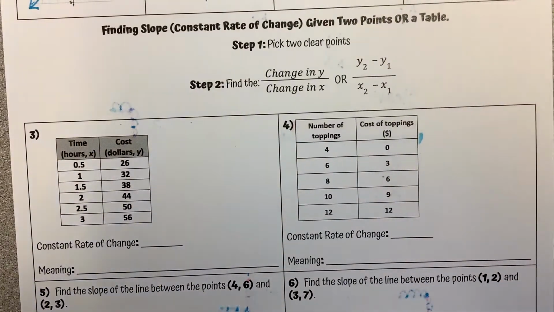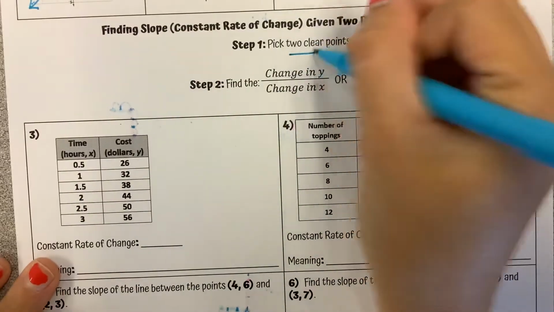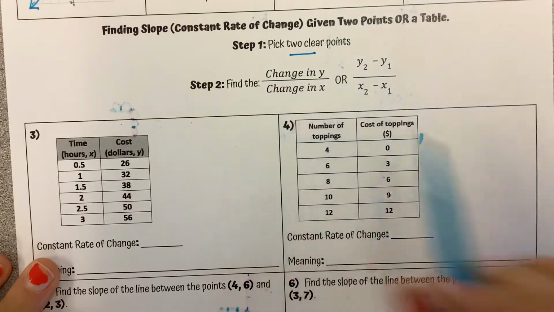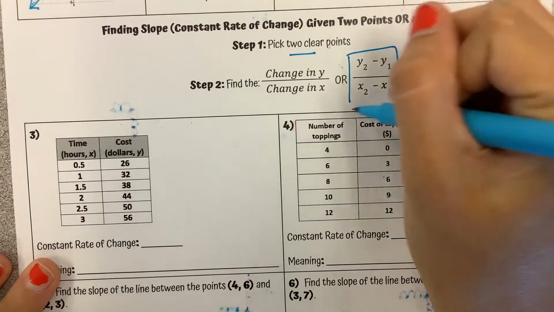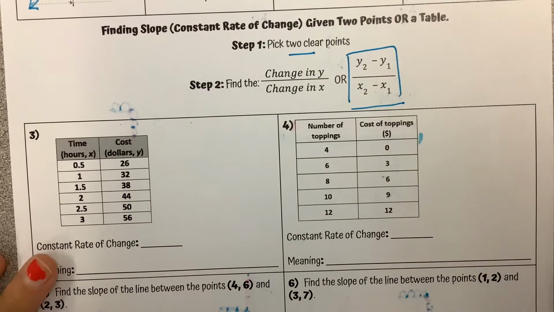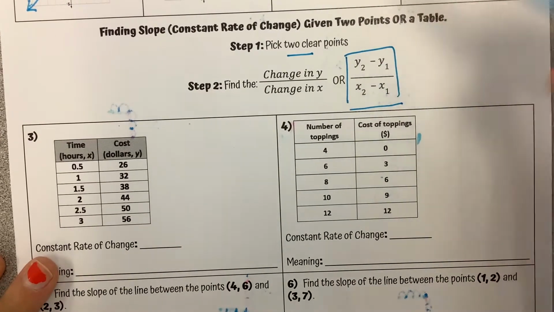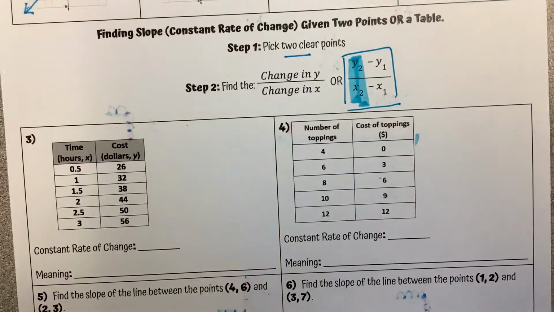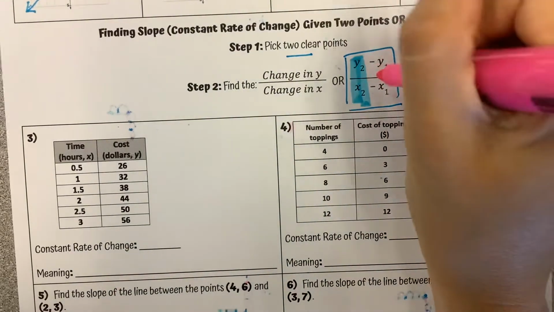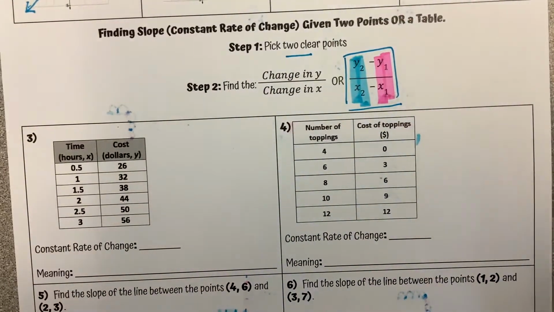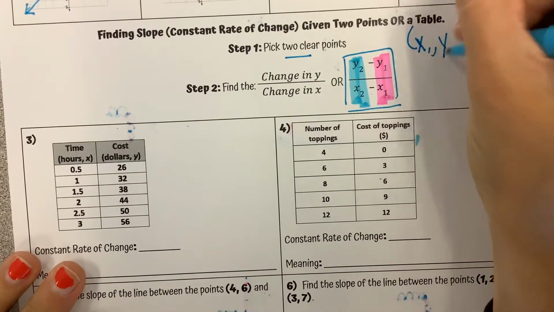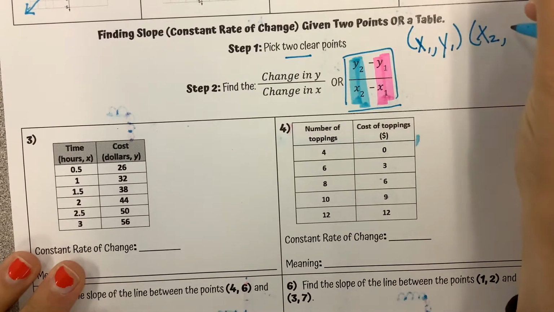So finding slope, constant rate of change, given 2 points or a table. Just like we did before, we're picking 2 clear points, and we're still finding the change in y over the change in x. We are just using this formula. And that looks a little fancy, but it just means that we have a point which has our x and y from one point, and we have our x and y from another point. So we just have x1, y1, and x2, y2.